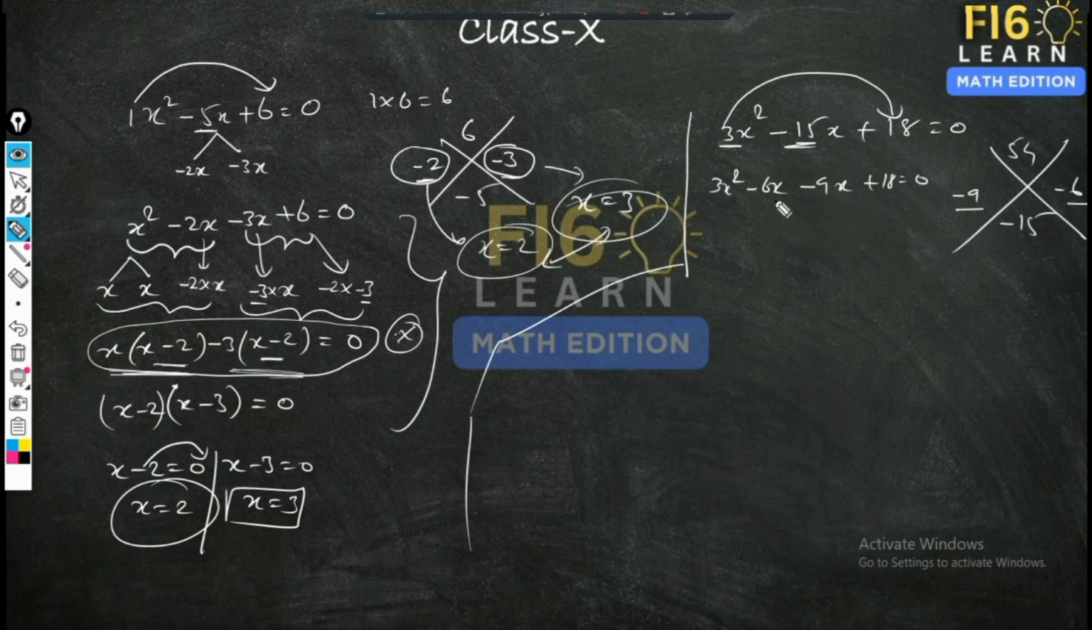Now we have to take a common term from the first two terms and a common term from the last two terms. Okay, so we can see 3 into x is common.